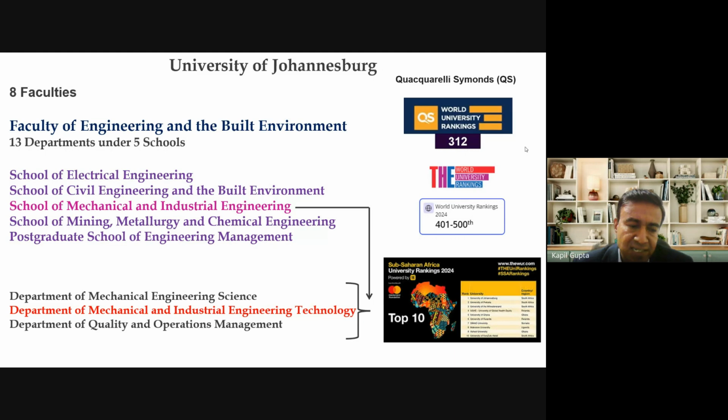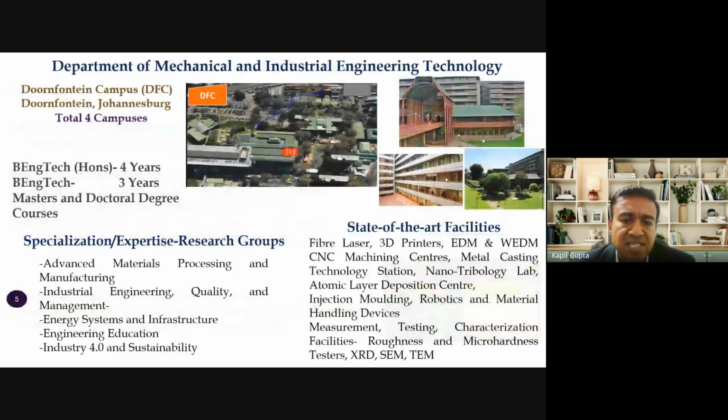We have 8 faculties. My faculty is the Faculty of Engineering and the Built Environment, and in my faculty we have 13 departments under 5 schools. My school is the School of Mechanical and Industrial Engineering, and out of the 3 departments in this school, my department is the Department of Mechanical and Industrial Engineering Technology. Here you can see the aerial view of my campus, one of the 4 campuses of the University of Johannesburg, the smallest campus, in the Doornfontein area, downtown of Johannesburg.